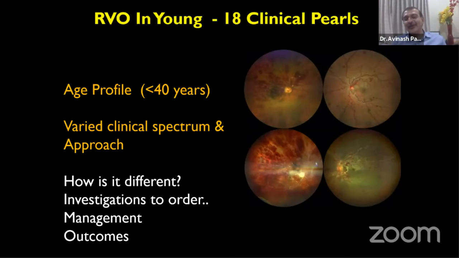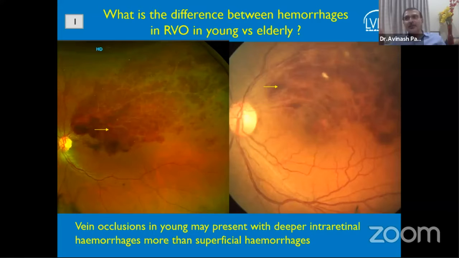So we are all aware that when retinal vascular occlusion occurs in the young, we are looking at a profile of individuals or populations less than 40 years. And when we have this younger population, we must also know that they would present with various clinical spectrum, and the approach also has to be different than for patients who have vein occlusions when they are elderly, most commonly caused by diabetes, hypertension, dyslipidemia, atherosclerosis. So I will take you through this entire presentation with just 18 clinical pearls.